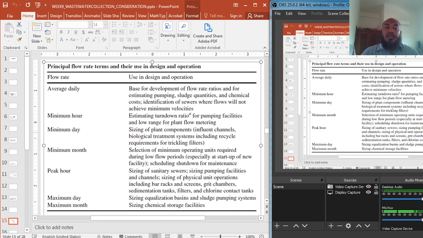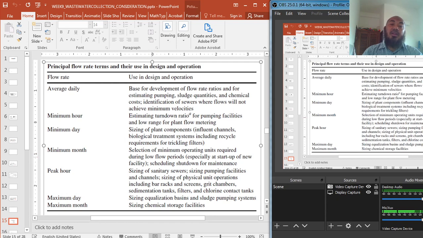So, for example, this is another parameter, the minimum day. We use the minimum day for sizing, to calculate the dimensions of the plant components, especially the effluent channel, biological treatment system, etc. And then we have the minimum month. Minimum month is for selection of the minimum operating unit required during the low flow period.